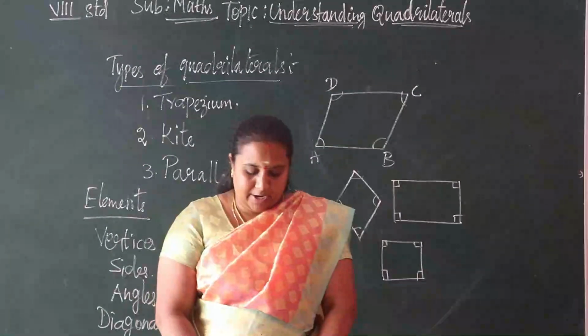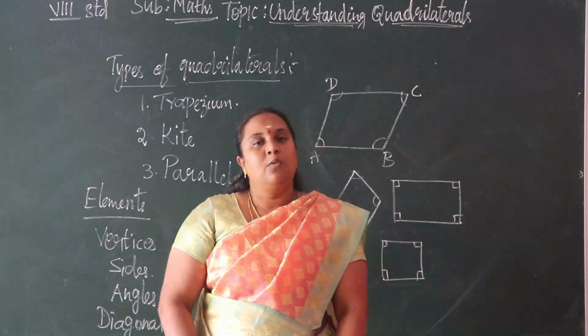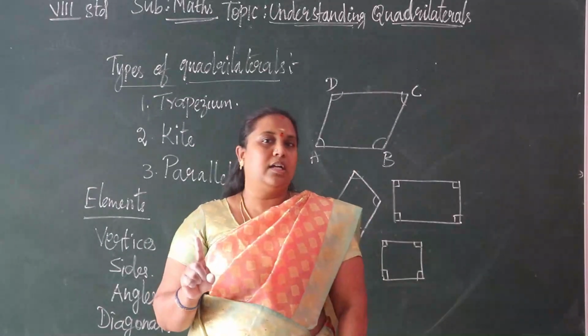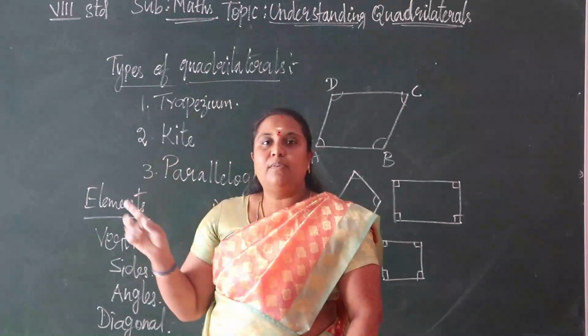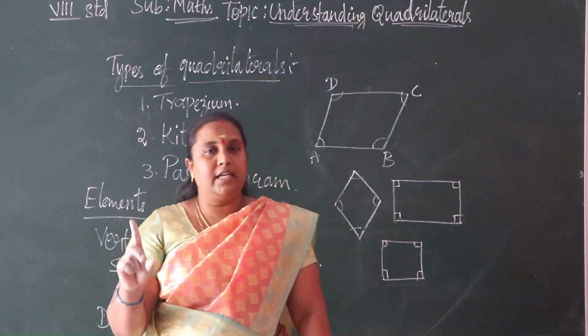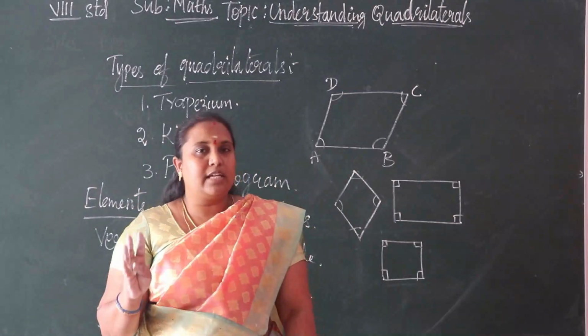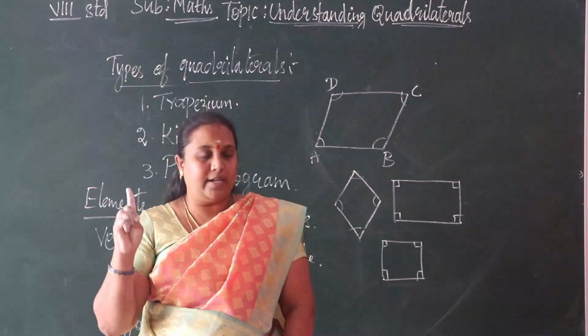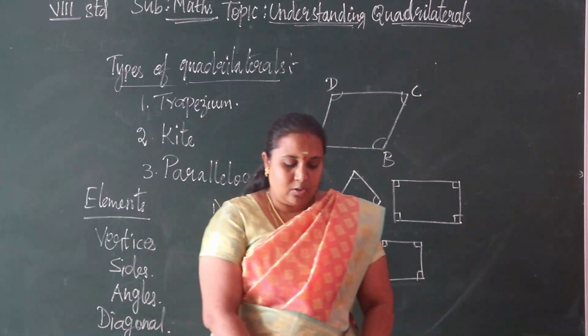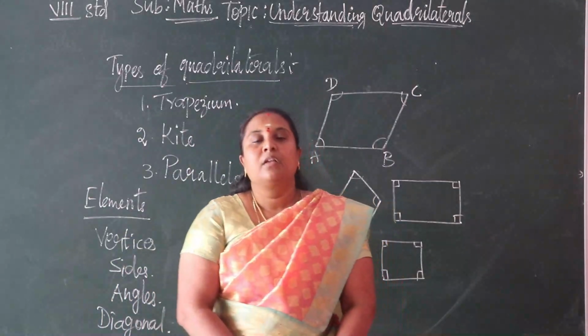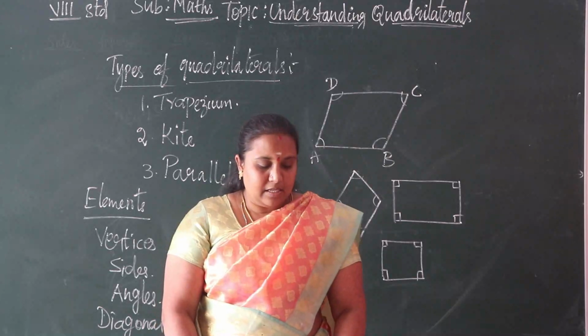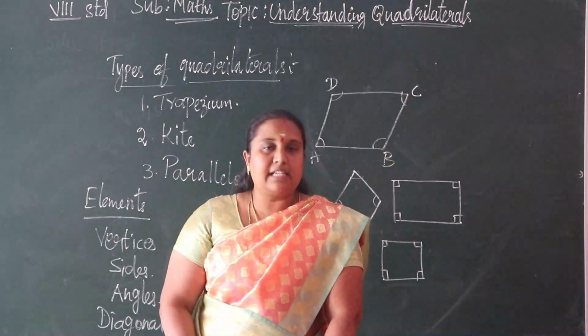How many diagrams can we draw for a parallelogram? Only one diagram, I told you already. In a quadrilateral, that is a four-sided polygon, we have to draw only one diagram. Okay, so based on that, you have problems, that is examples. Example 3 is on page number 60.